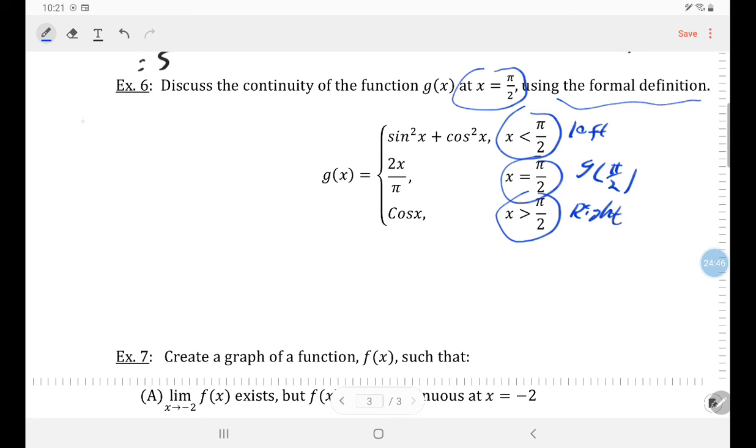So I'm going to look at my limit as x approaches pi over 2 from the left of g of x. It says sine squared x plus cosine squared x. If you wish to plug in pi over 2 and evaluate it that way, I know sine of pi over 2 is 1, the cosine is 0, and you can go ahead and do that.